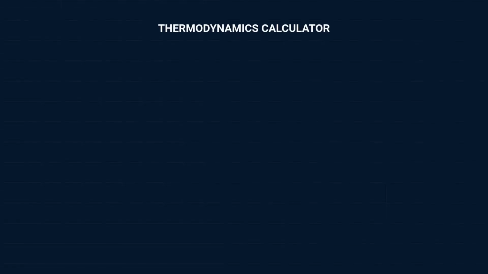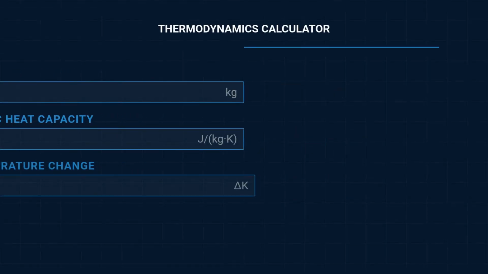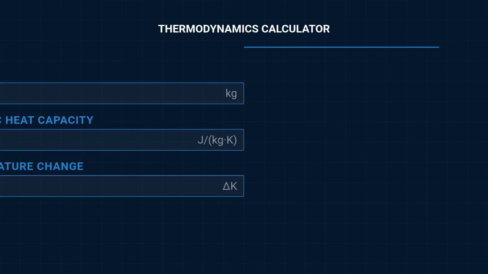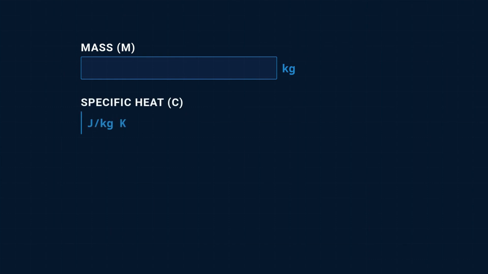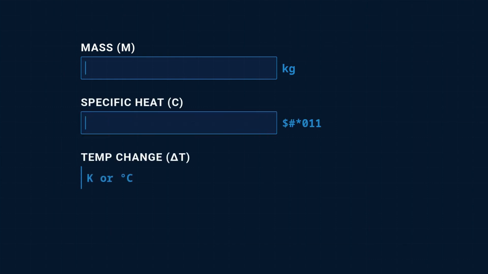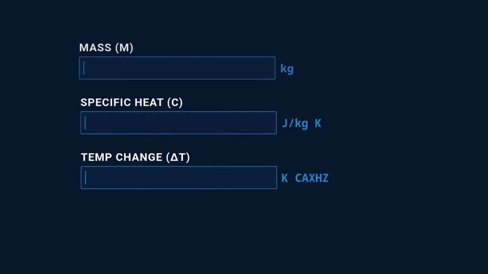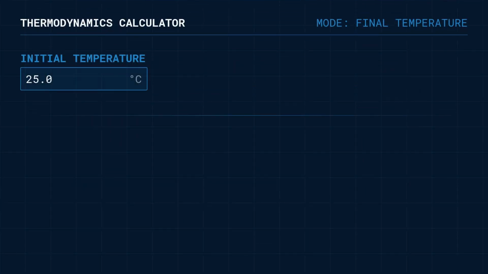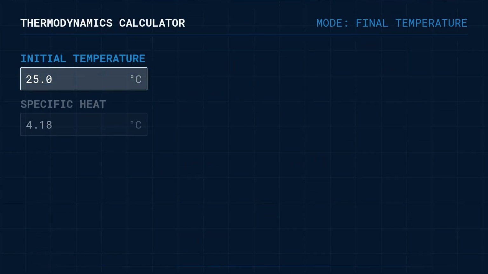The input fields vary based on your calculation mode. For heat transfer calculations, you'll enter mass in kilograms, specific heat capacity in joules per kilogram Kelvin, and temperature change, delta T, in Kelvin or Celsius. When calculating final temperature, you'll also see initial temperature in Celsius.